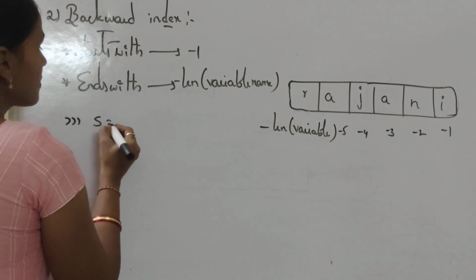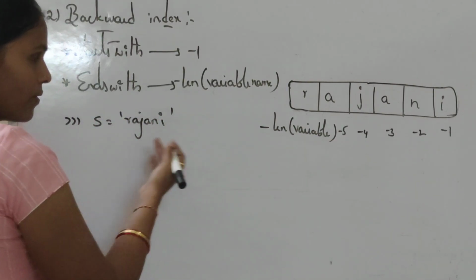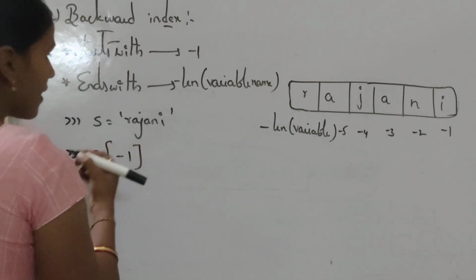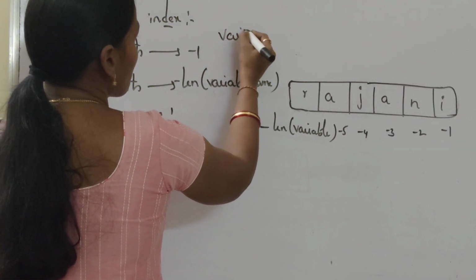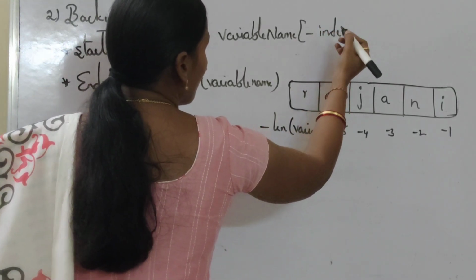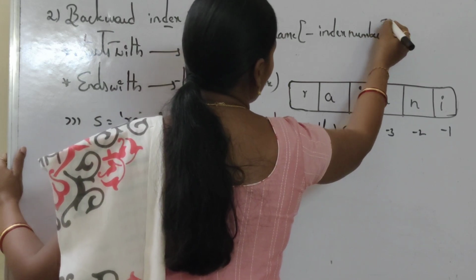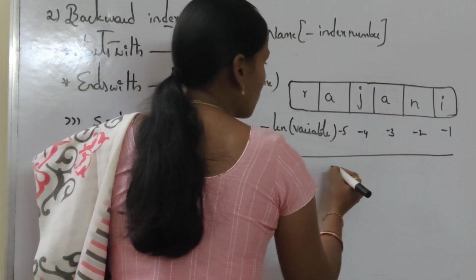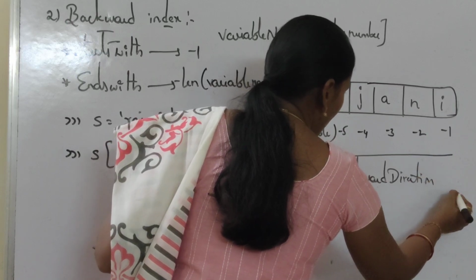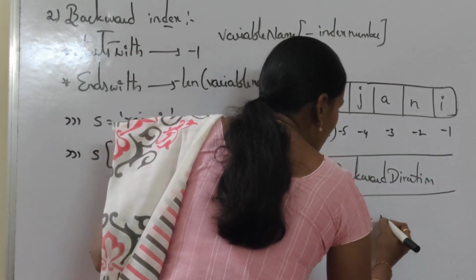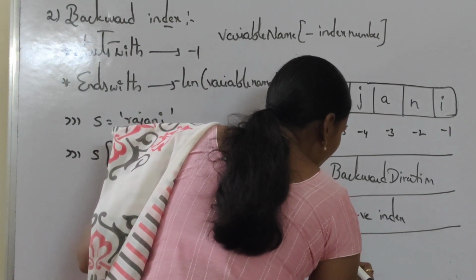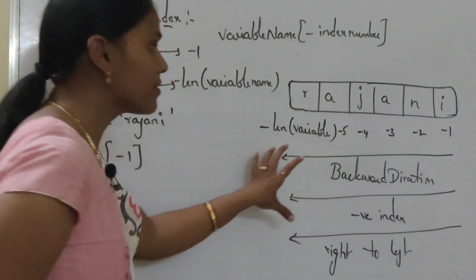First we will take one string, S is equal to Rajini. This is my string. If you want to print the last character by using minus index, this syntax is variable name and minus index number. That means this one is backward direction, and next this one is negative index, and this one is from right to left. This is the backward index.